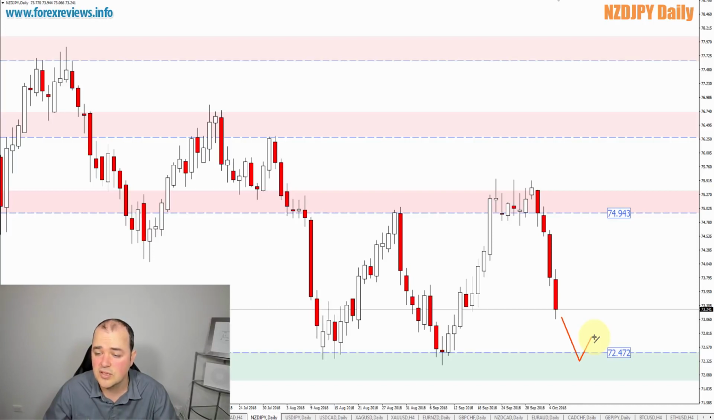And if I see right bullish evidence in this area, then potentially looking for a move all the way back up to the 74.94 zone area to the upside.